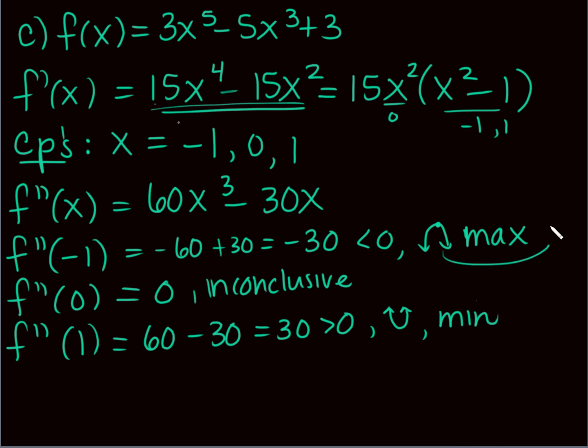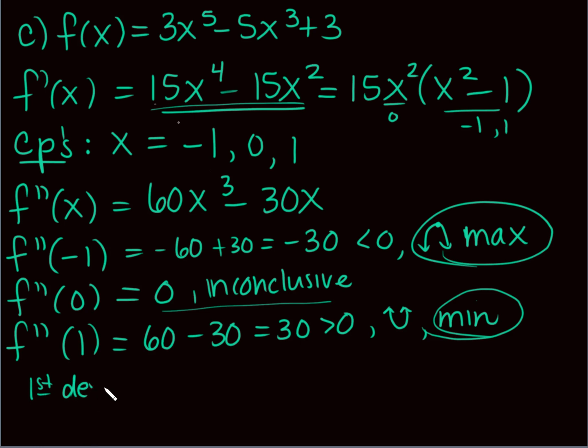All right, so these are going to be easy to find, right? I'm going to just take f of those values and state my local max and my local min. So this inconclusive, don't fret. What I still have is the first derivative test. So if you get an inconclusive, you want to go back to the first derivative test and figure it out.